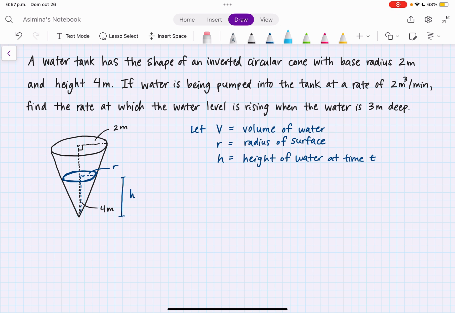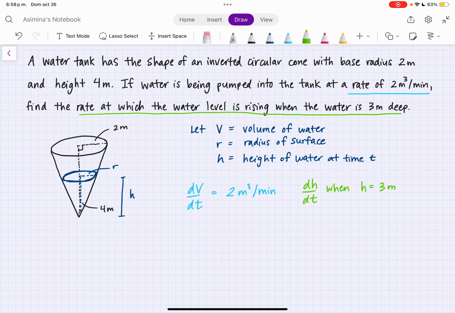So what information are we given? Well, we're given that water is being pumped into the tank at a rate of 2 meters cubed per minute. So that means that dV/dt equals 2 meters cubed per minute. And what are we being asked to find? We're being asked to find the rate at which the water level is rising when the water is 3 meters deep. So we're being asked to find dh/dt when the water is 3 meters deep, so basically when h equals 3 meters.